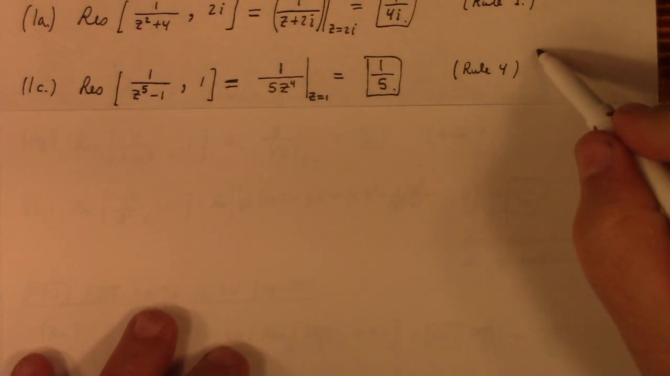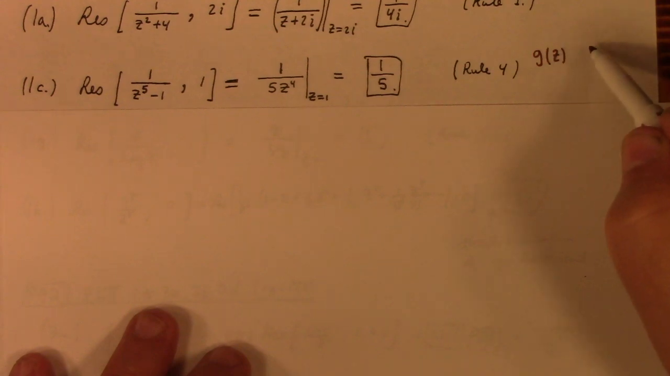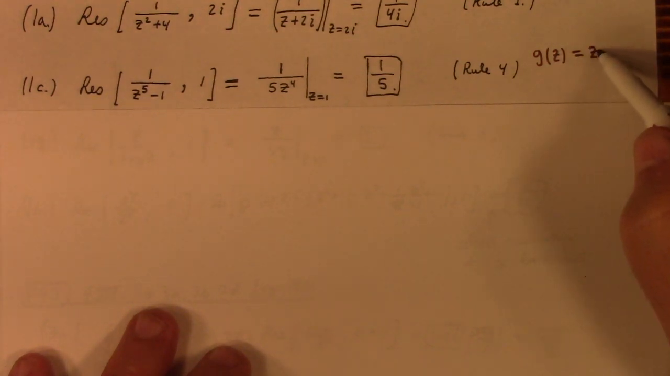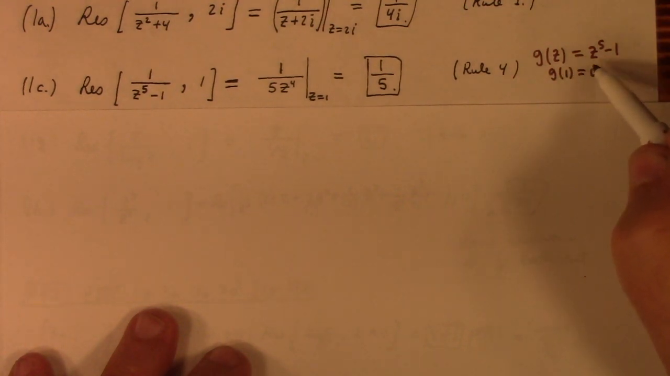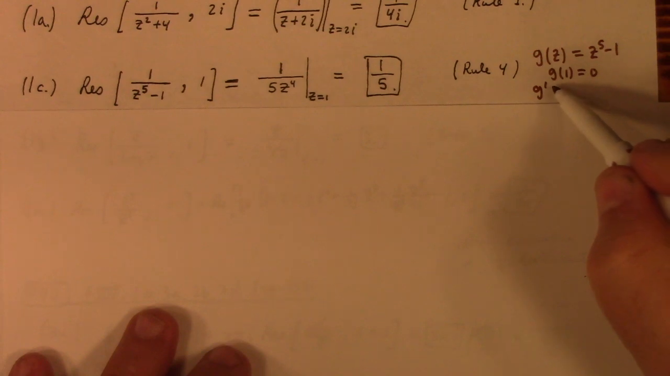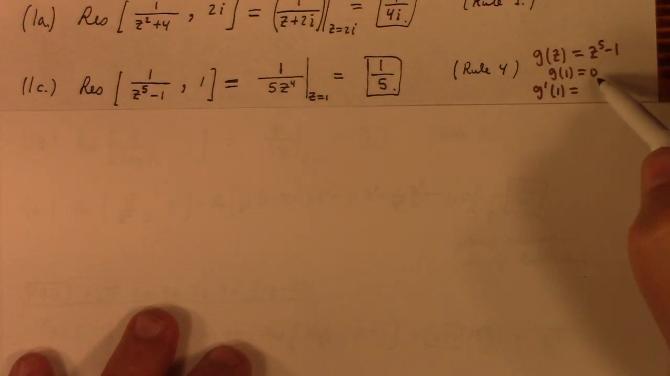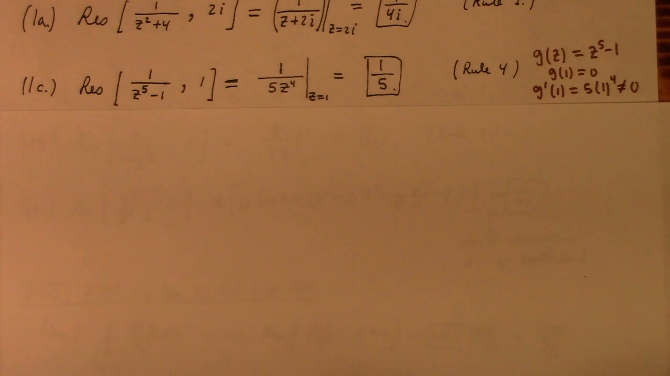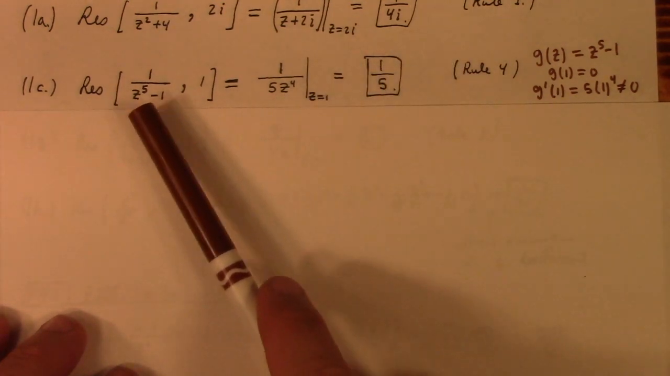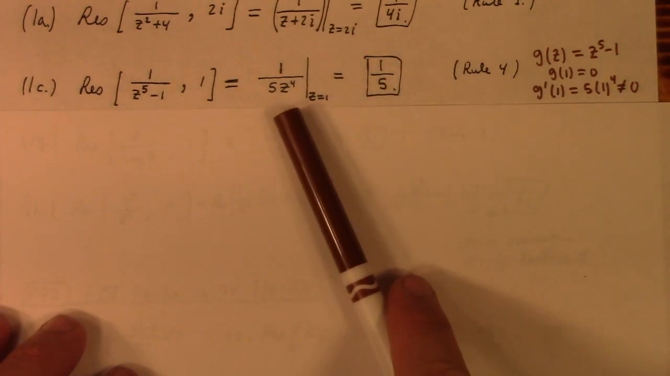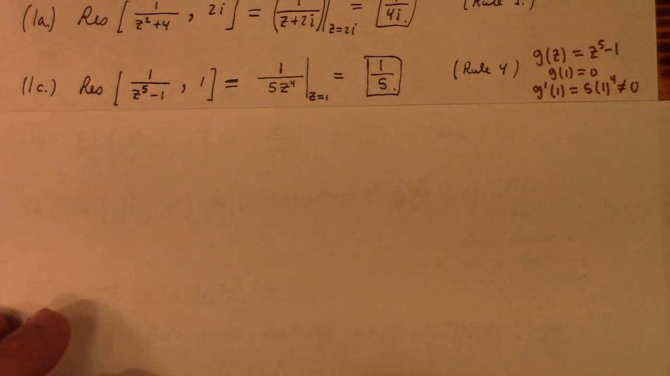I have g of z for rule 4. g of z is equal to z to the 5th minus 1. Of course, g of 1 is what? 0. And what's g prime of 1? Well, that's 5 times 1 to the 4th, which is not equal to 0. So g of 1 is 0, but g prime of 1 is not equal to 0, which makes it a simple zero. And so by rule 4, we can just take 1 over the derivative of the denominator function evaluated at z0, which gives me the residue. There's that.